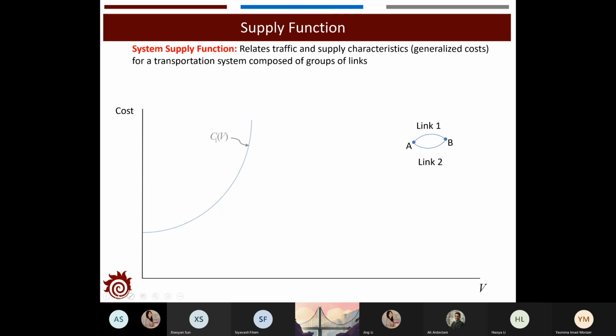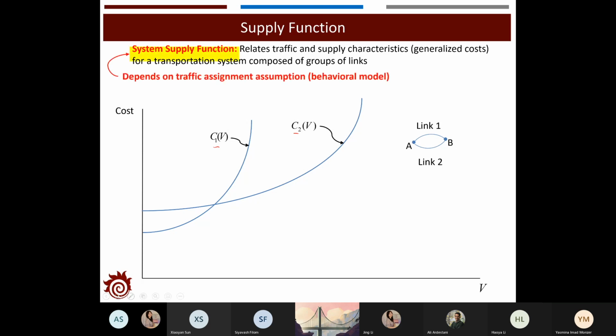First of all, you are provided with the independent cost functions of links 1 and 2. So you have C1 and C2. Then the total cost from A to B will be determined by the assumptions about the traffic assignment.